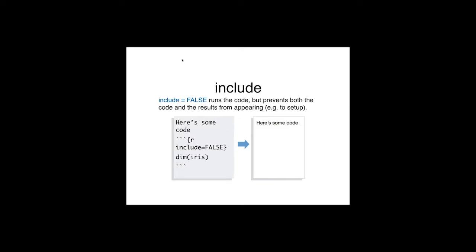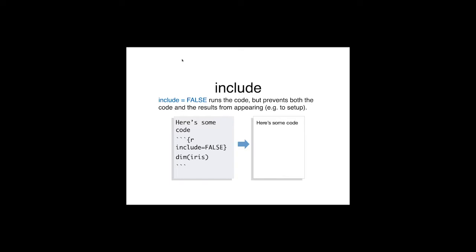Okay, include. Include equals false runs the code, but prevents both the code and the results from appearing, for example, for the setup chunk. All right, so now we look here. Here's some code, and nothing is on the right. So this would be the same as evaluate equals true, right? Because we're evaluating this. But we don't want to show the output. So this would be like echo equals false. But we also don't want to show the code chunk, right? So the way we wrap all of that together would be just to say, do we include this or not? So we run it, yes. So evaluate is true, but include in this case would be false.